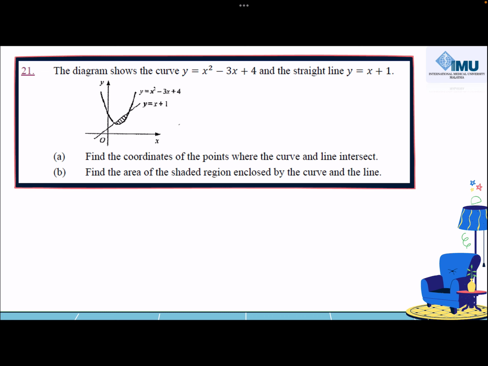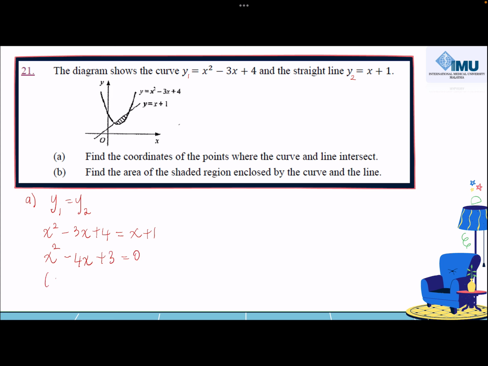Now, how to find the intersection point between two curves? Very simple. You make y1 equal to y2. Then you solve accordingly. Let's denote the quadratic equation as y1 and the straight line as y2. Equate those two equations: x squared minus 3x plus 4 equals x plus 1. Hence, you bring all of the terms to one side, producing a quadratic equation, which is x squared minus 4x plus 3 equals 0.